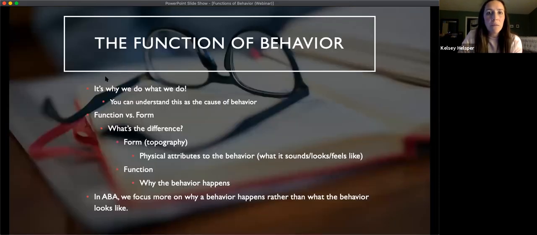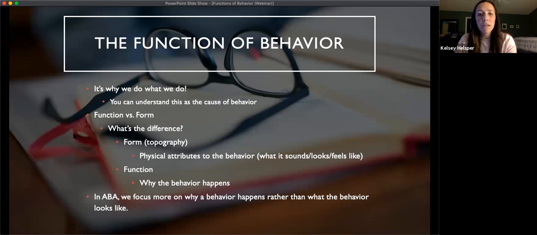Okay, so let's talk more about the function of behavior. So the function is why we do what we do. In ABA, that is what we focus on. So you can understand this as the cause of the behavior. So when we talk about function versus form, let's talk about the difference.